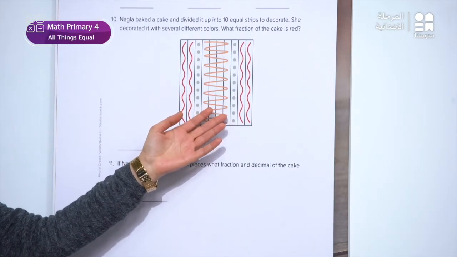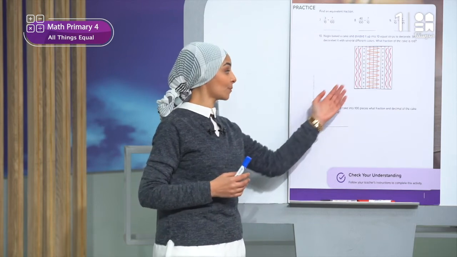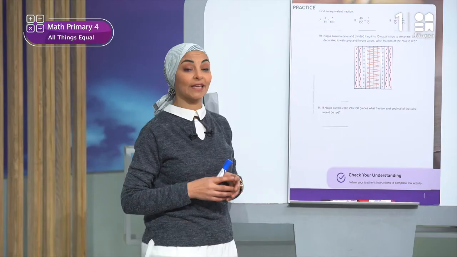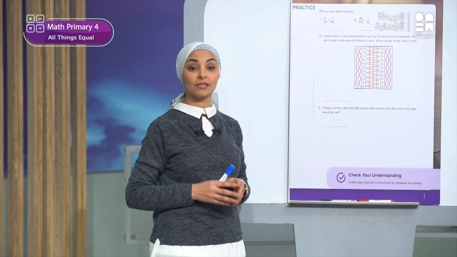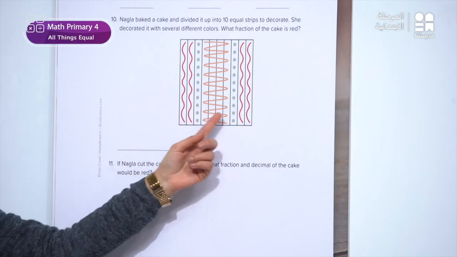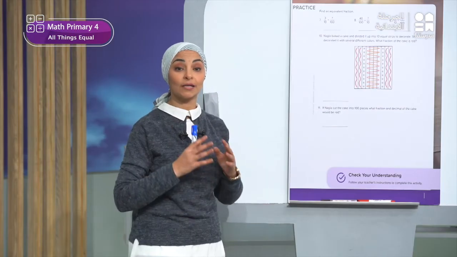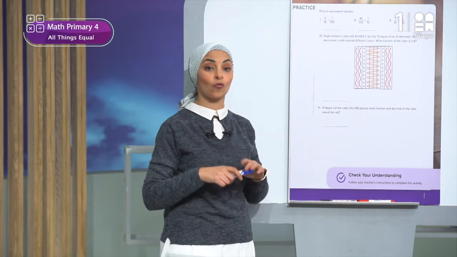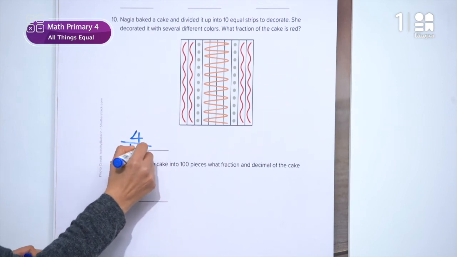The problem says that Nagla baked a cake and divided it up into 10 equal strips to decorate. She decorated it with several different colors, as we can see here. What fraction of the cake is red? As you have noticed, the number of strips colored in red is, let's see, 1, 2, 3, 4, 4 parts. And the cake is divided into 10 strips. So the fraction is 4 over 10. Let's write it. Fraction of red is 4 over 10.